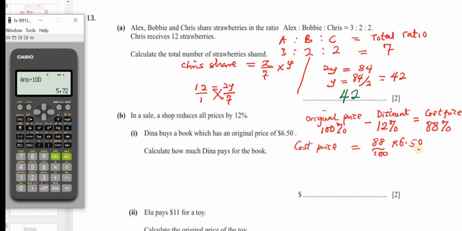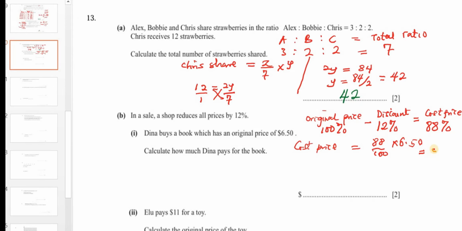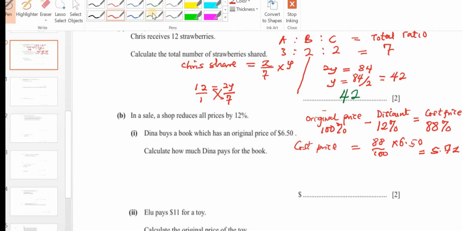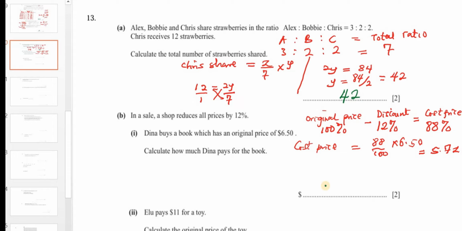And that's 5.72. That's $5.72. So the answer is $5.72. This is the cost price after the discount of 12%.